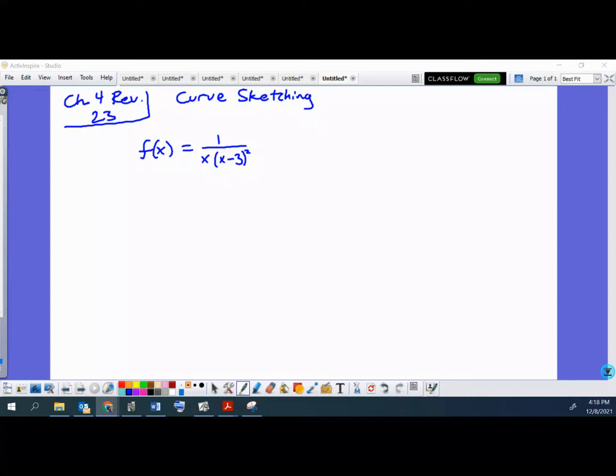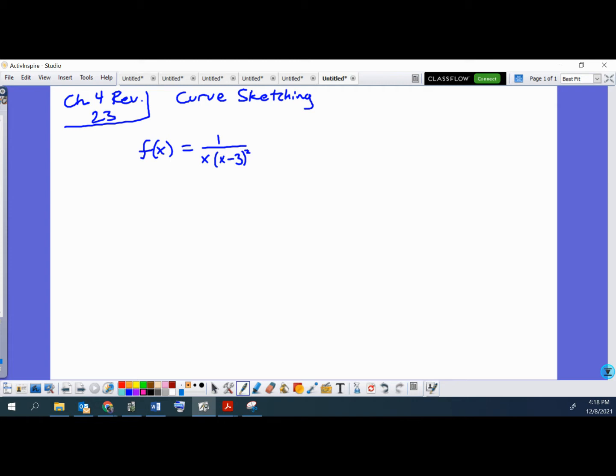All right, we're doing a curve sketching problem here from the chapter 4 review. 1 over x times (x minus 3) squared, that's all on the bottom. It's a rational function, and we know a lot of things just without doing any calculus even. I'm going to do one thing though really quick.